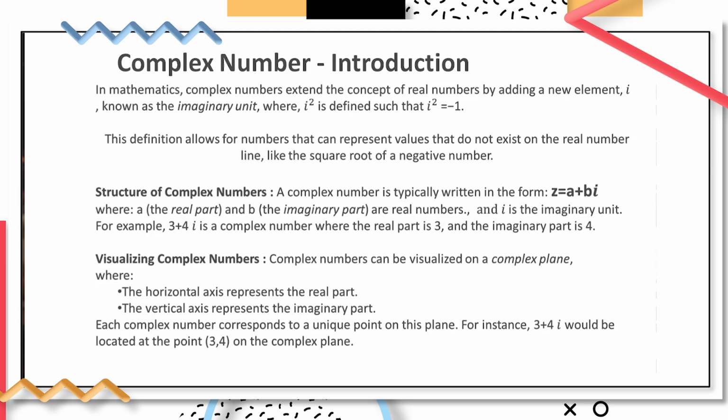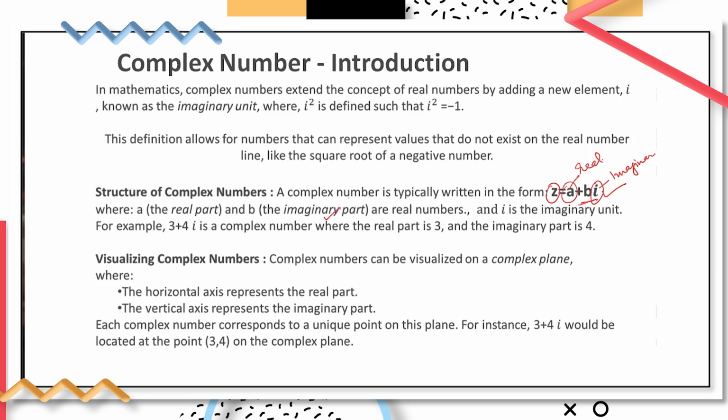Complex numbers are numbers which have two parts, a real number and an imaginary number. Likewise, over here we are given the number z equals a plus bi, where i is the imaginary number, and this part is the real number. So, b is the coefficient. A complex number is typically represented as z equals a plus bi, where a is the real part and b is the imaginary part.